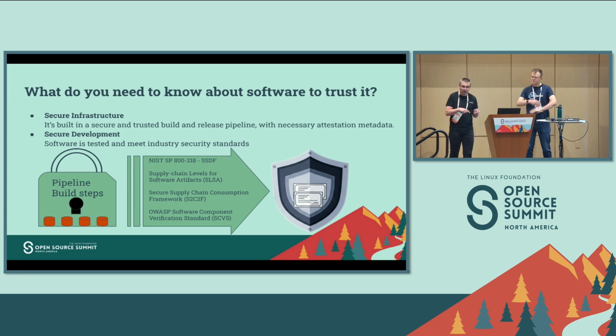In the industry, there are many standards and frameworks that can help you, guide you on how to build trusted software. We have, for example, NIST Secure Software Development Framework, SSDF. We have OpenSSF Secure Supply Chain Consumption Framework. We have SLSA that covers the infrastructure portion. We have executive order requirements, DORA, CRA, and many more.